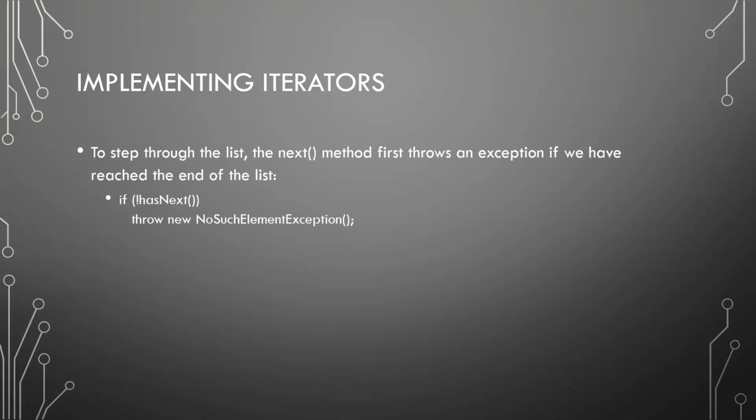So to step through the list, the next method first is going to throw an exception if we have reached the end of the list. So first thing is look to, hey, are you at the end of the list? So if hasNext is false, throw a new NoSuchElementException. There's nothing there, it's false.